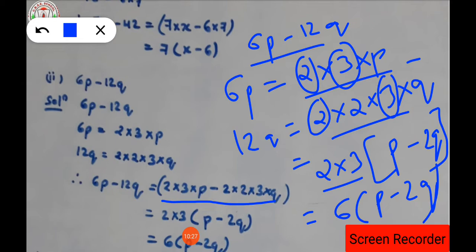So student, why do we have to write like this? We have to write like this because we have to take the common factors. This question number 2 is teaching you how to take the common factors from the terms. In this way, first you expand the term. Expand means you people very well know how to write the expanded form of the term.